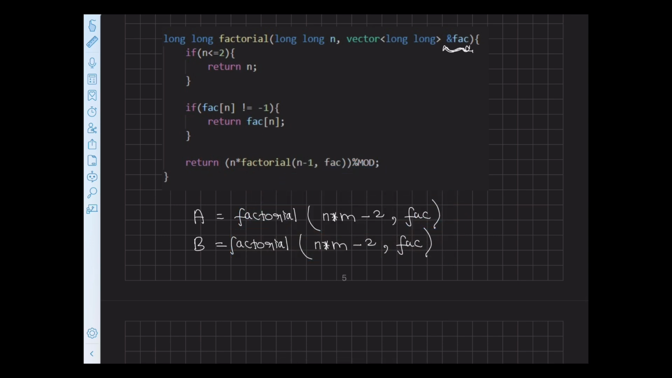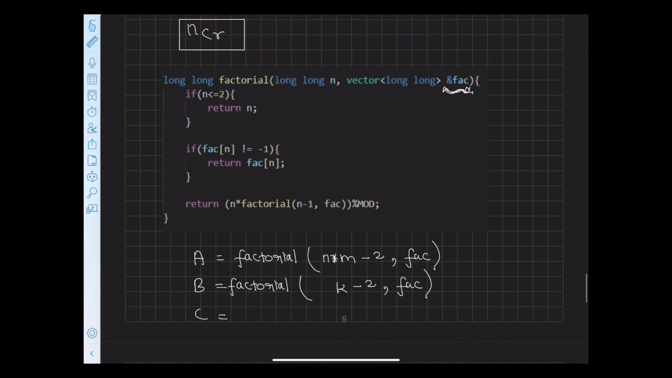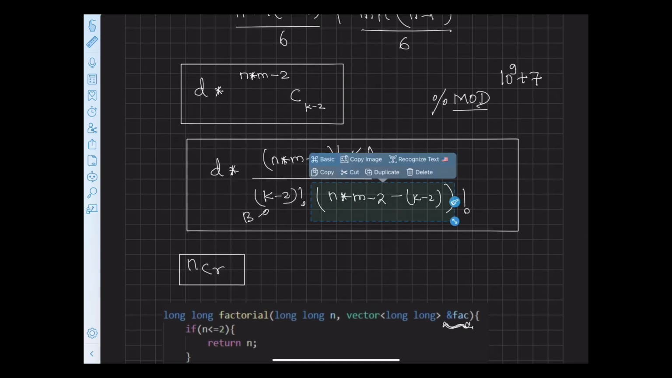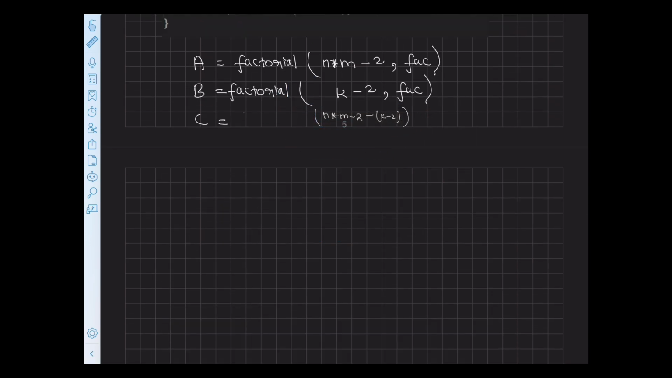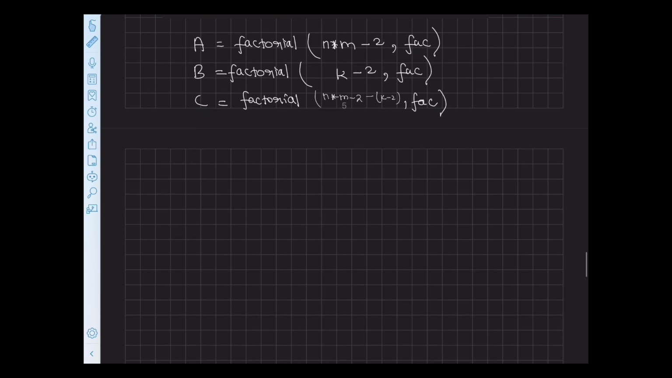Just instead of this, we have k minus 2. And what is our c value? Our c value is the factorial of this. Okay, this a value is my numerator, right? This is my numerator. And what is my denominator? My denominator is b multiplied with c.